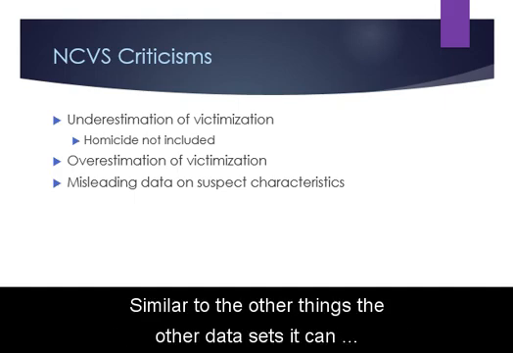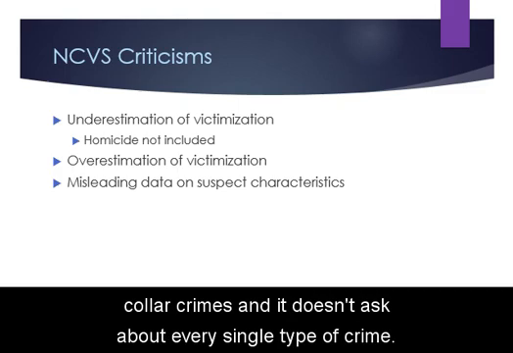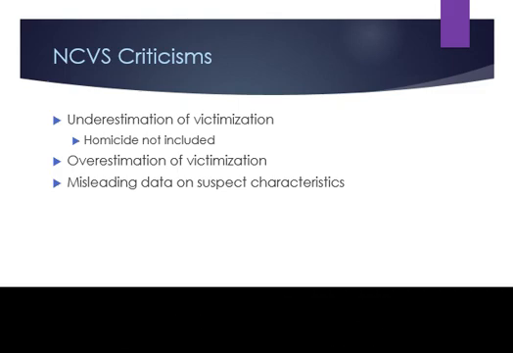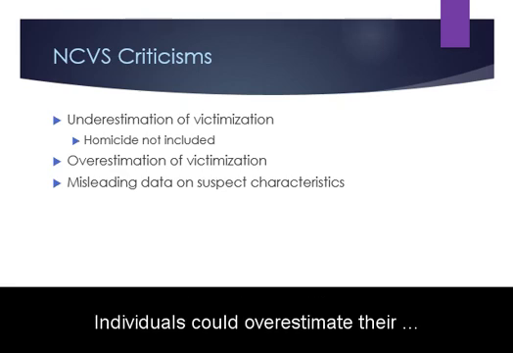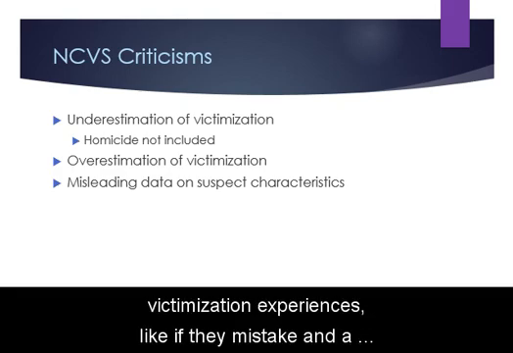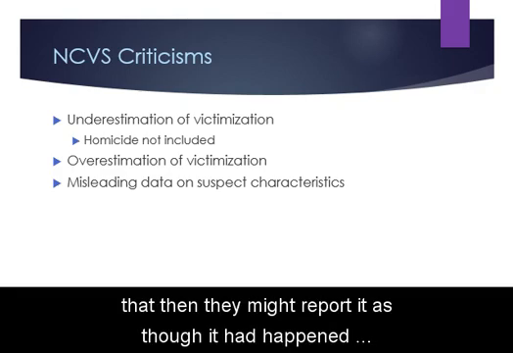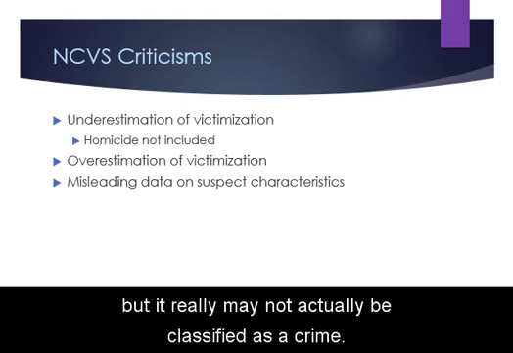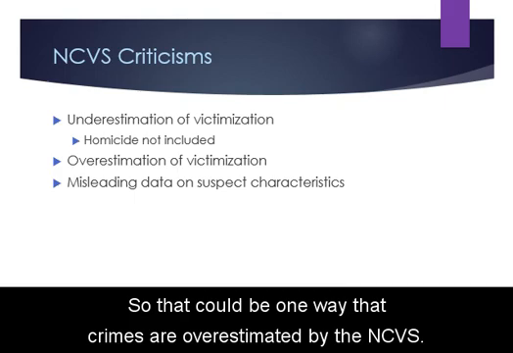Similar to the other data sets, it can underestimate crime because it doesn't focus on white-collar crimes, and it doesn't ask about every single type of crime. And with regard to overestimation, individuals could overestimate their victimization experiences. Like if they mistake a non-criminal event as being a crime, then they might report it as though it had happened, but it really may not actually be classified as a crime. So that could be one way that crimes are overestimated by the NCVS.